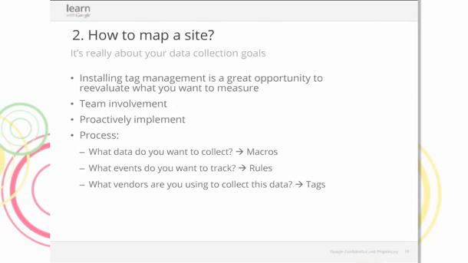Next is mapping the site. Now, this is a great opportunity for marketing teams and IT teams to evaluate what they currently measure and what data they want to be collecting following the installation of a tag management solution like Google Tag Manager. What you may want to do is track your site mapping details in a spreadsheet. So we recommend looking at what events you want to measure through your rules, what data you want to collect through your macros, and which vendors you want to use to track that data, that is, through your tags.